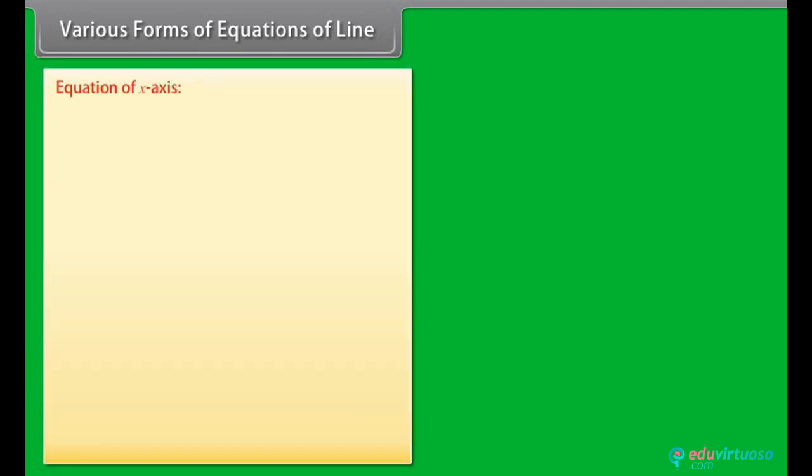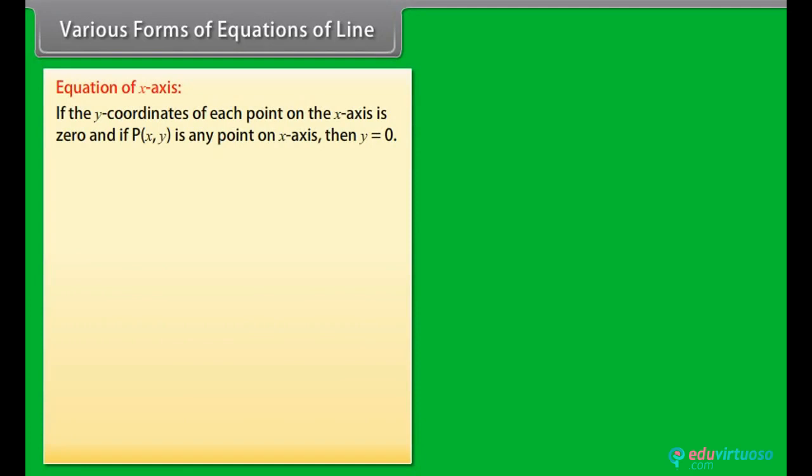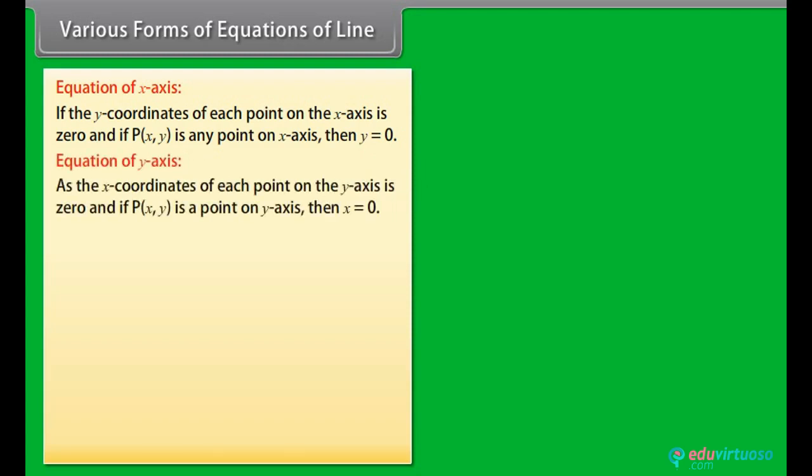Various forms of equations of a line. Equation of x-axis. The y-coordinate of each point on the x-axis is 0, so if P(x, y) is any point on the x-axis, then y = 0. Equation of y-axis. As the x-coordinate of each point on the y-axis is 0, if P(x, y) is a point on the y-axis, then x = 0.